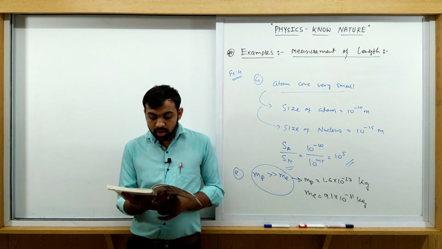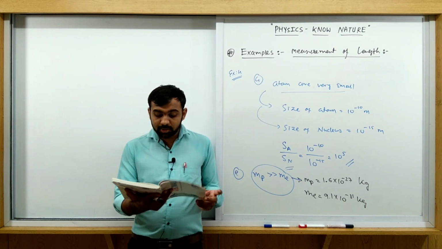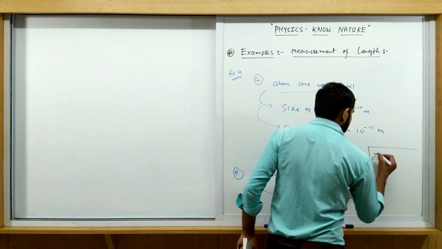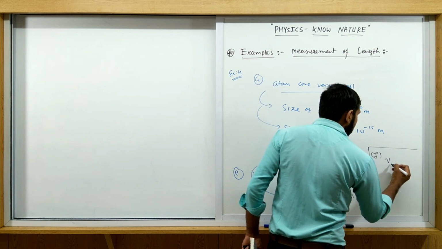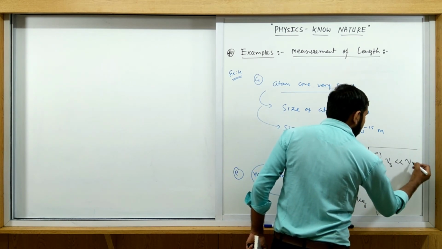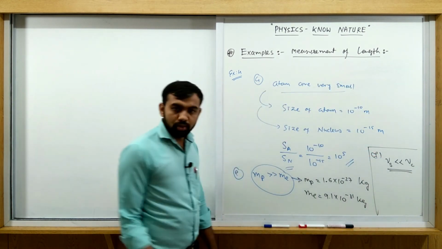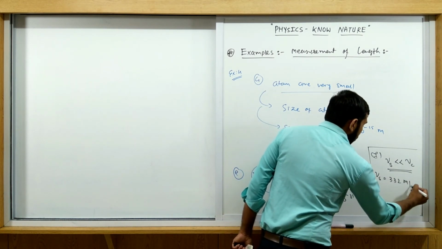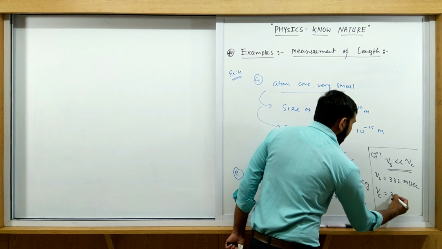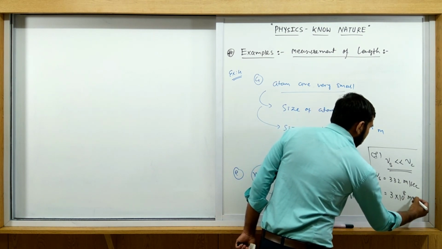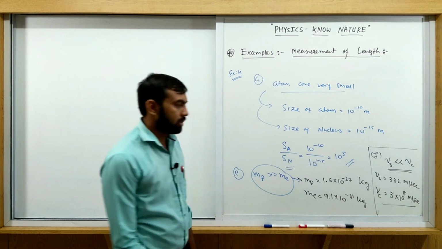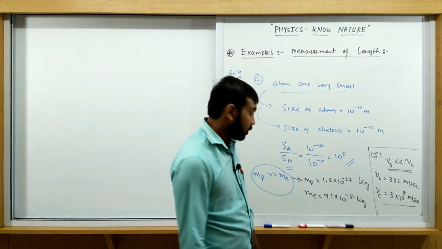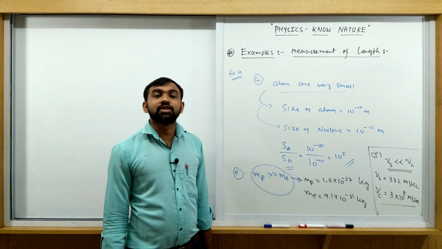Now let's come to the next one, F. The speed of sound is much smaller than the speed of light. Write down, the speed of sound is much less than the speed of light. Again, it is correct. Why? The speed of sound is 332 meter per second, and the speed of light is 3 into 10 raised to 8 meter per second. Which one is larger? It is 3 into 10 raised to 8, and this is only 332 meter per second. So this is again a correct statement, and reframing is not required.